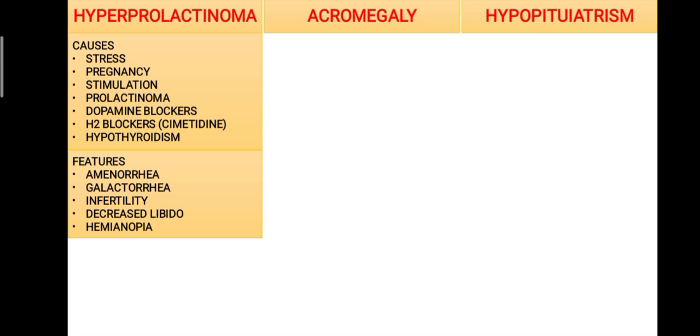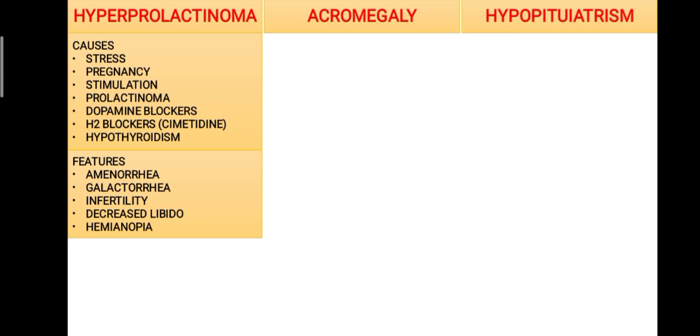Now, what are the features seen in hyperprolactinemia? The patient will have amenorrhea. This is because an increase in prolactin inhibits the LH and FSH, just like after the pregnancy. After the pregnancy, the mother is usually giving milk and there would be no menstrual cycle. This is because when there is more prolactin, the LH and FSH would not work. So the features of hyperprolactinemia are amenorrhea and galactorrhea, that is milk secretion.